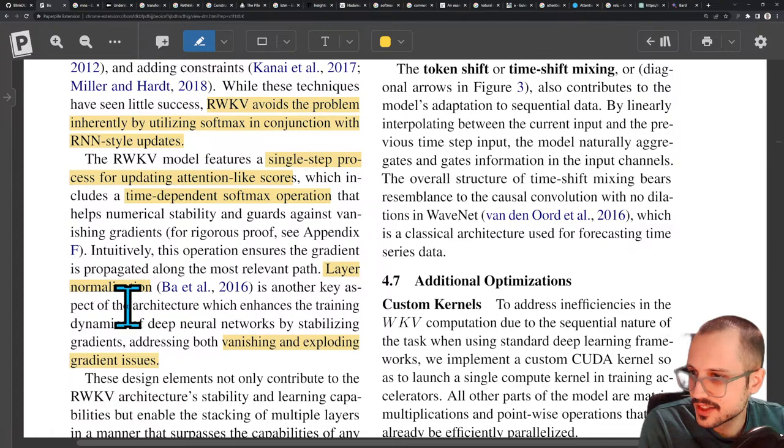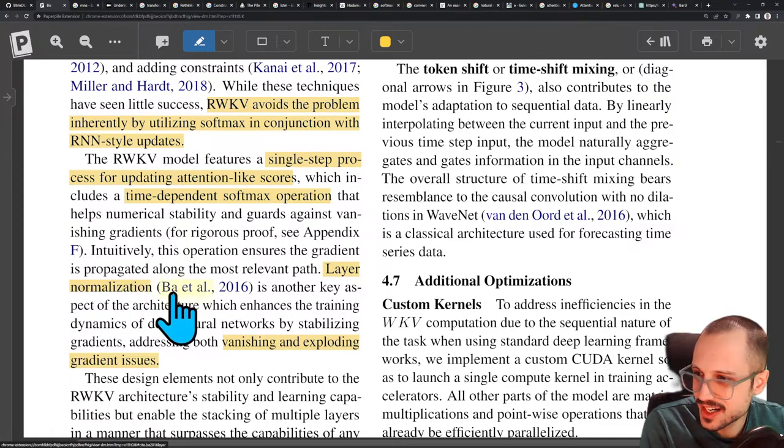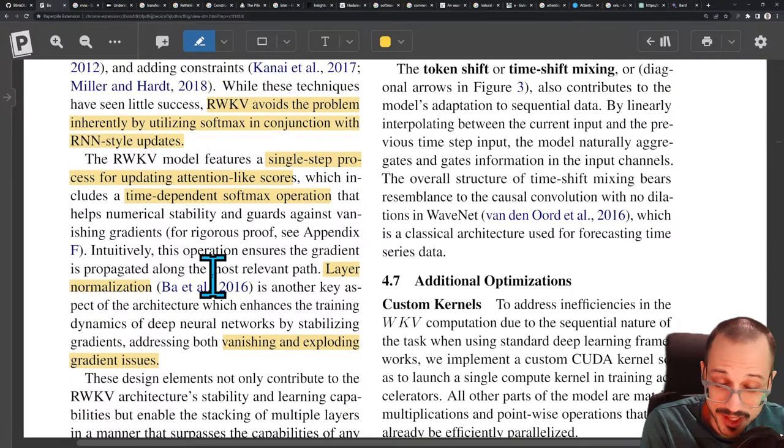Nice to catch you live. Enjoying your content. Keep it up. I appreciate it. Unfortunately, this paper is kicking my ass. It's very dense, very intense.